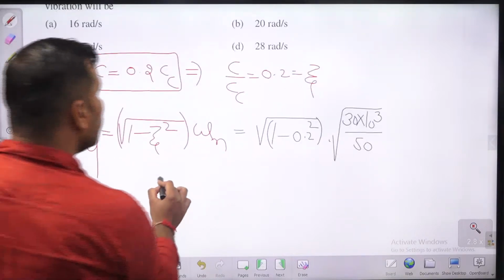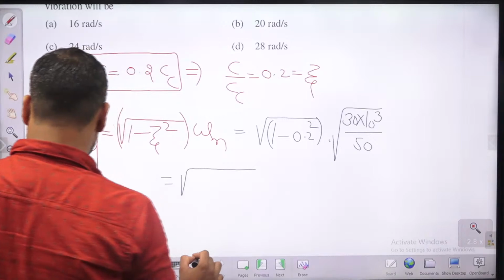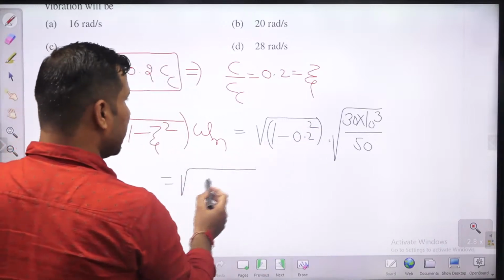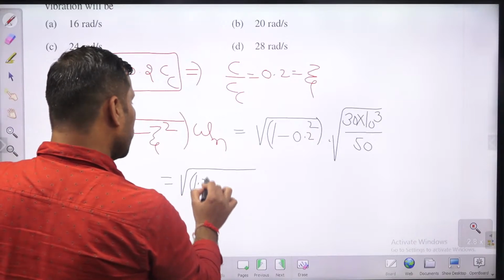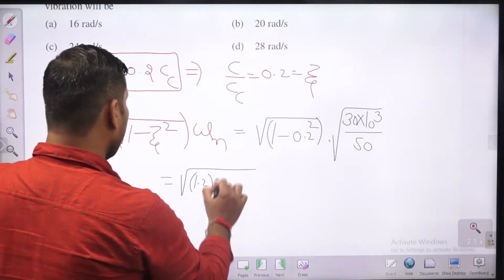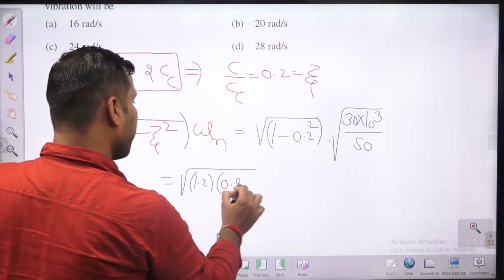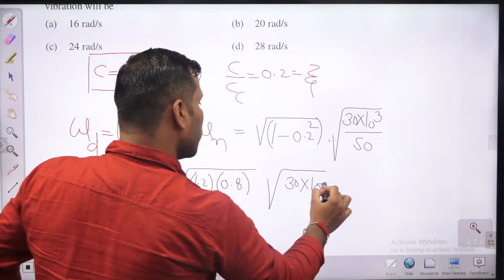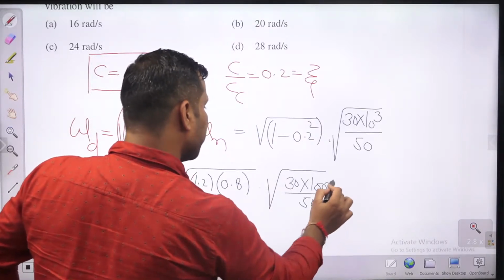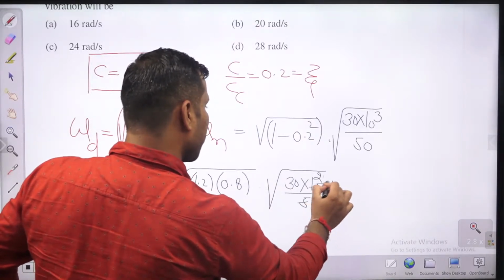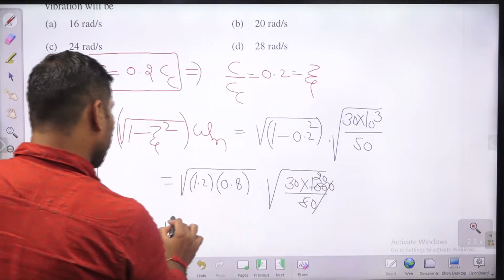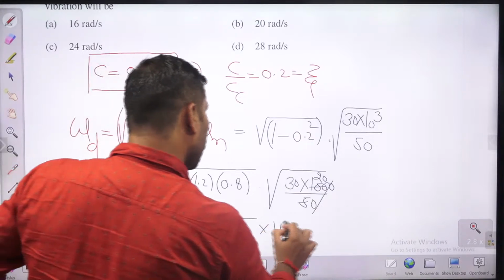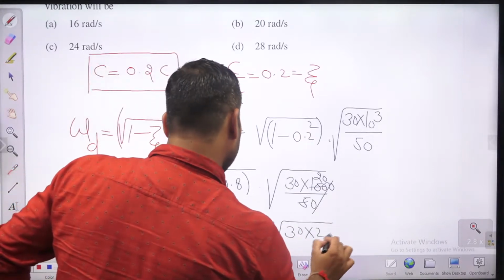Okay, so further you need to carry out the calculation. This is something like a plus b. A plus b, you can write it as 1.2 into 0.8 into 30 into 1000 divided by 50. Just carry out the calculation: 1.2 into 0.8 into under root 30 into 20.